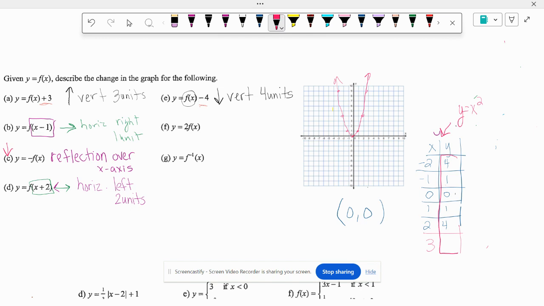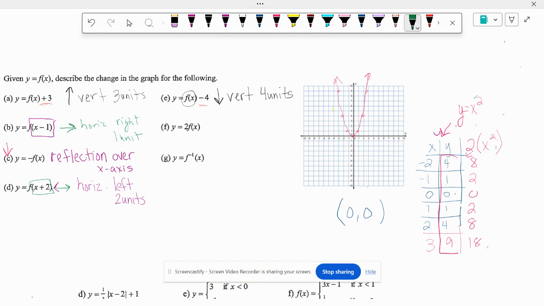And now I'm going to put a 2 out in front of it. So y equals 2 times the quantity x squared. Well, all that means is I'm going to take all of my outputs and multiply them by 2. So 4 times 2 is 8. 1 times 2 is 2. 0 times 2 is still 0. 1 times 2 is 2. 4 times 2 is 8. And if I had a 9 here, 3 squared is 9. 9 times 2 is 18, but we're not going to need to go up that far.